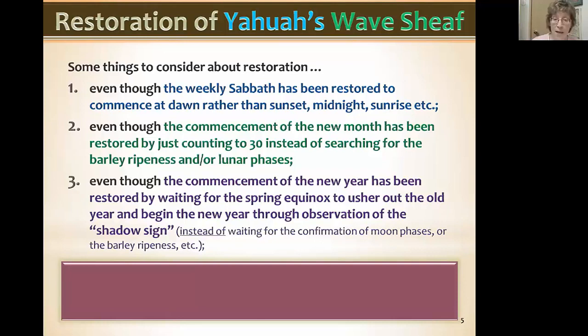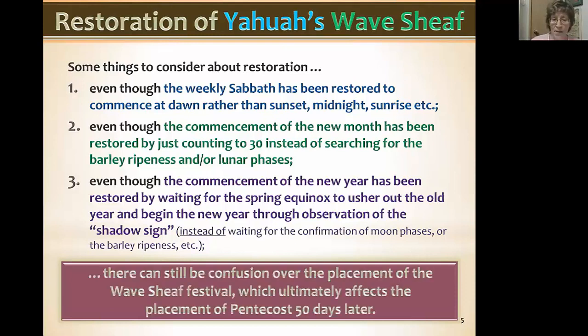And even though the commencement of the new year has been restored by waiting for that spring equinox to usher out the old year and bring in the new year, and we're watching for the shadow sign to know when that really does happen instead of waiting for that moon phase, there is something else to consider. There can still be confusion over the placement of the Wave Sheaf Festival, which ultimately affects the placement of Pentecost that comes 50 days later.